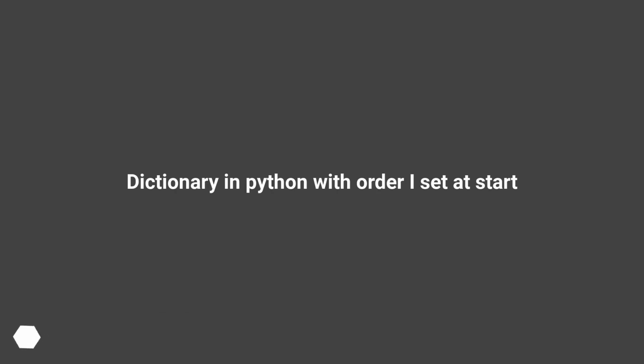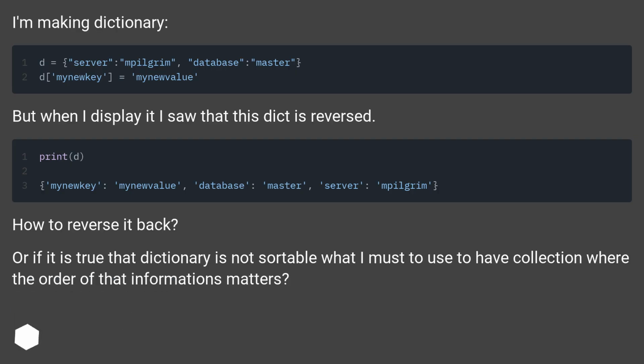Dictionary in Python with order I set at start. I'm making a dictionary, but when I display it I saw that this dict is reversed. How to reverse it back?